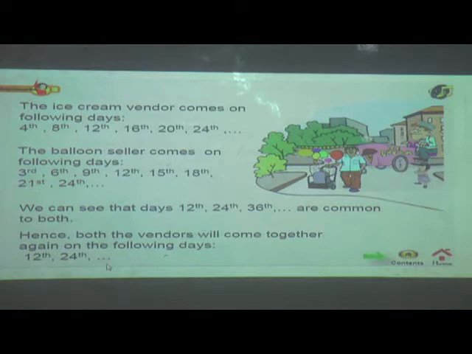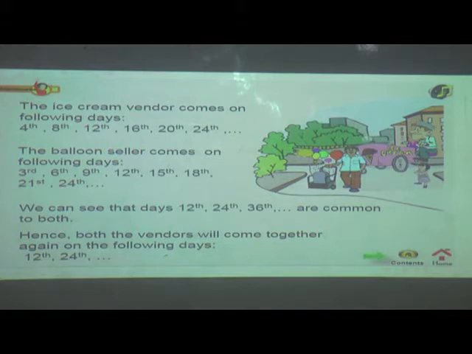So what we have done in this method, we have found the least common multiple. First we found the multiples of two different numbers, and then we found the common multiples.